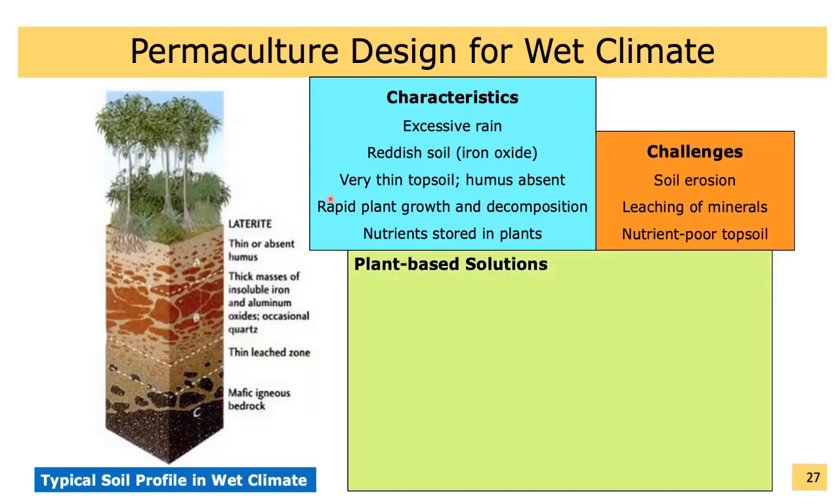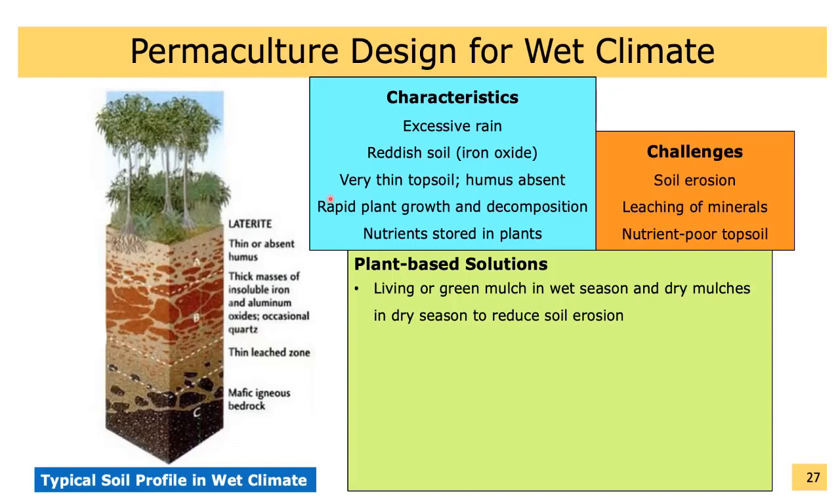Some plant-based solutions for wet climate. One should plant living or green mulch in wet season and dry mulches in dry season to reduce soil erosion. Rotate crops between wet and dry season in wet climate.